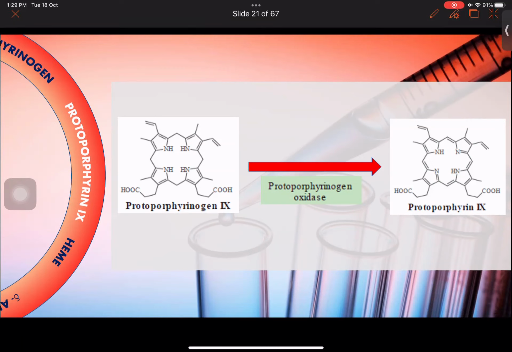Nawalan po ng hydrogen po. Nawalan ng hydrogen, saan? Based on the structure po. In the ring. Okay, so nabawasan ng hydrogen atoms, and in turn, anong nangyari sa kanya? Take a look at the methylene bridges. Karoon po ng double bonds pa. Correct. So as you see here, the methylene bridges are converted to methine bridges, which contain double bonds.